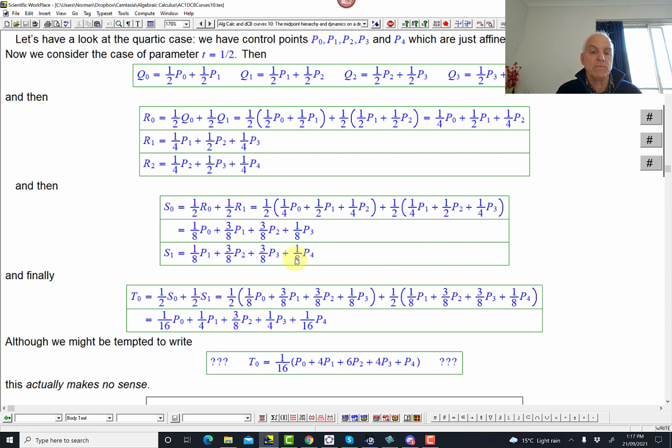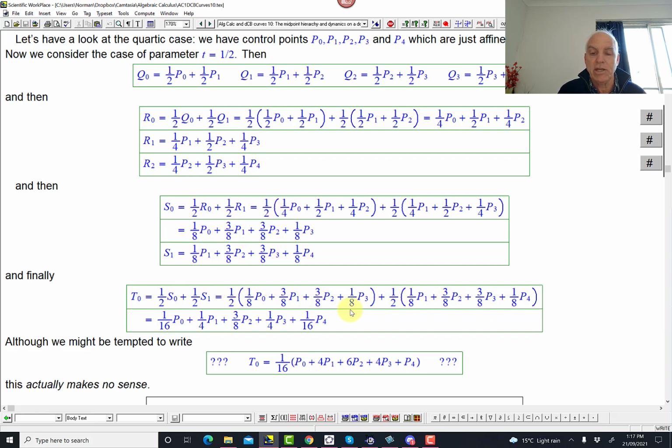And S1 is corresponding to the same thing. You just jack up the coefficients, the indices, and you go from P1 to P4. And finally, the top level for the quartic, T0, is 1/2 of S0 plus S1.